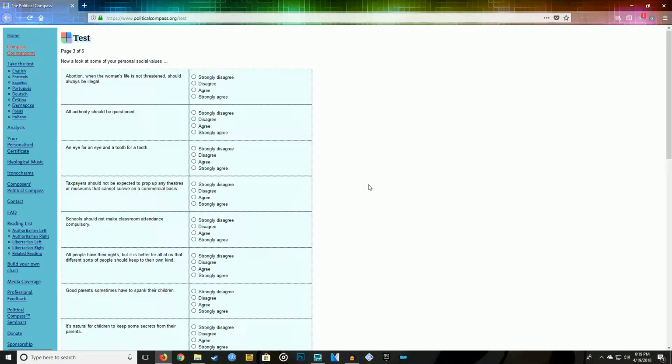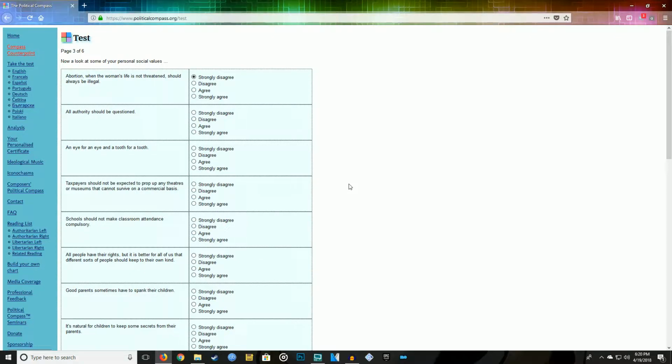Oh boy. Right off the bat on page 3. Abortion, when the woman's life is not threatened, should always be illegal. Strongly disagree. I am 100% pro-choice. That does not mean that I am for women having abortions. I am for people having the choice to have a safe abortion.